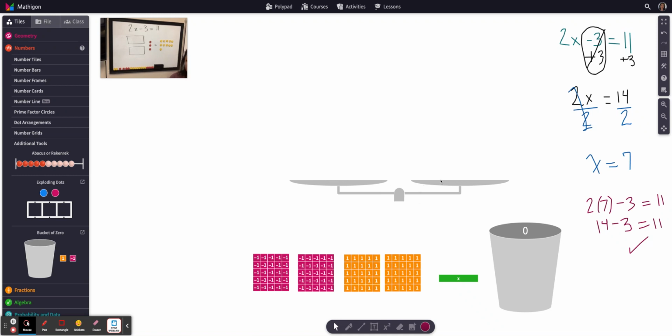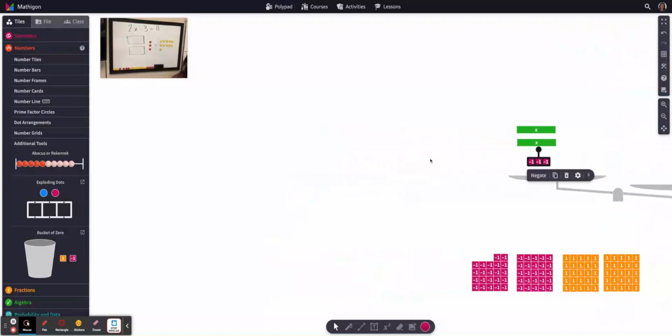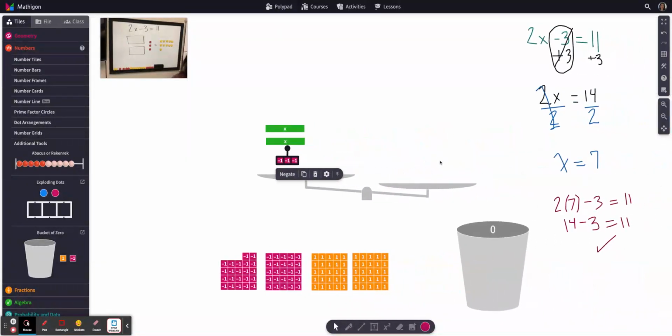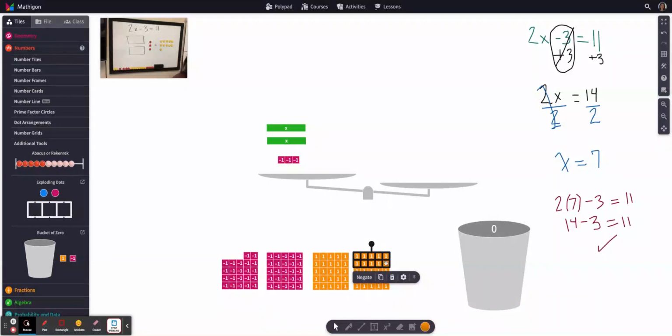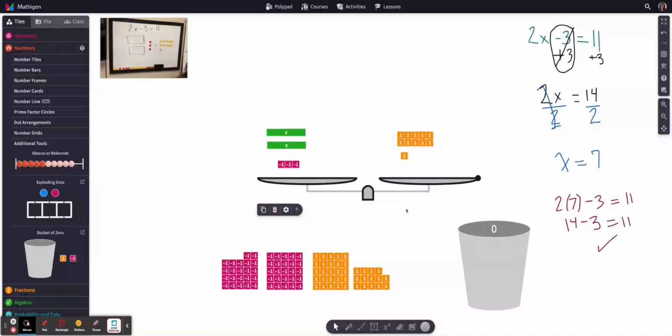Using a scale and our virtual manipulatives, on the left side of the equation, I'm supposed to have two x's. So there's 1, 2 of them, and I'm supposed to have 3 negatives. Here are my 3 negatives. On the right side of my equation, I'm supposed to have 11 positives. So there's 10 of them. There's one more for 11. And let me let this know that I need it to be balanced, right? I need to balance my scale here.